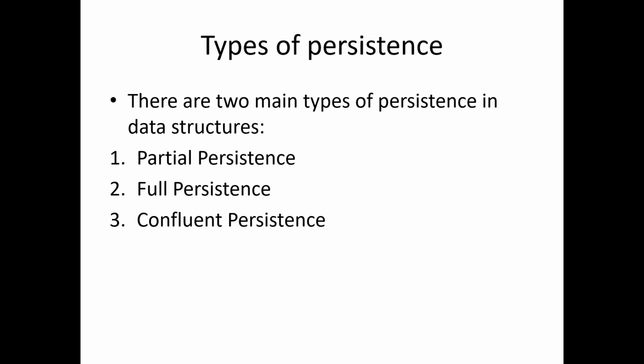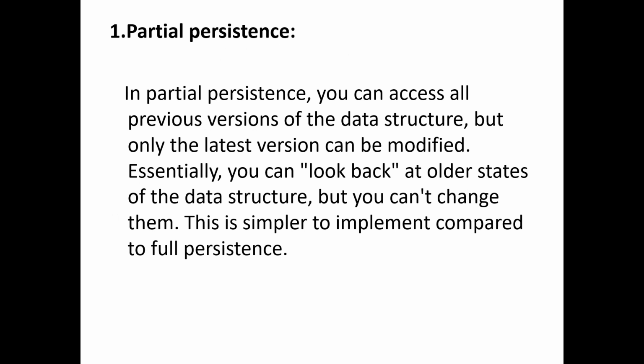First, we can discuss partial persistence. You can access all previous versions of the data structure, but only modify the latest version. Essentially, you can look back at older states of the data structure, but you cannot change them. This is simpler to implement compared to full persistence.